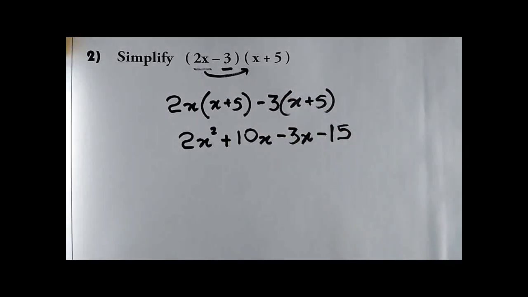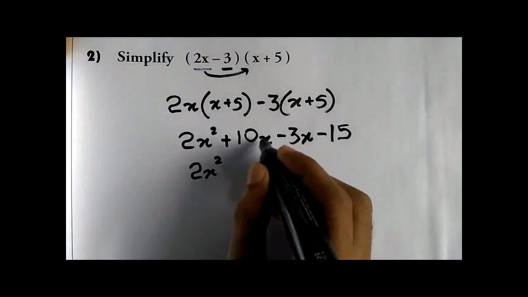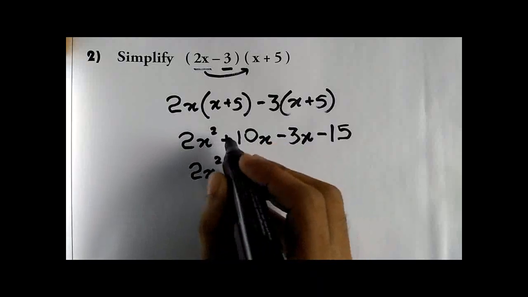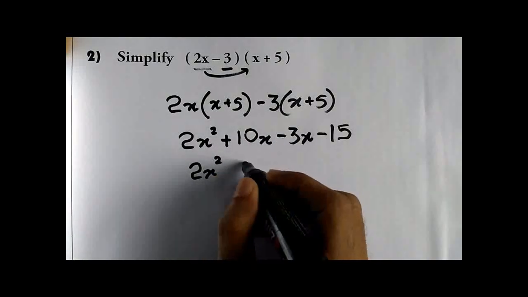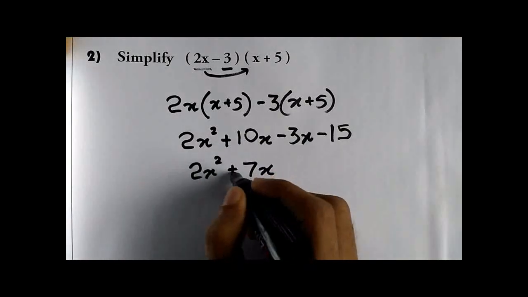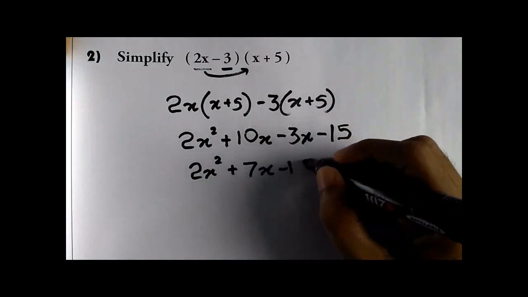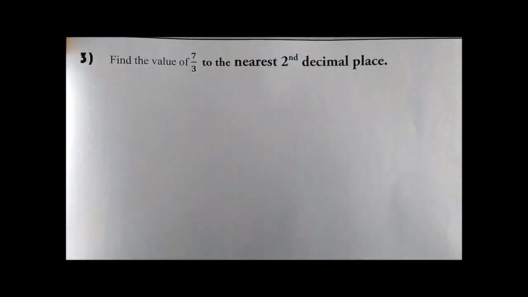Now you can see 10x and 3x are like terms, so we can simplify them. One plus and one minus means definitely we take the difference. The difference is 7x, and the plus is the highest, and then minus 15. So the final answer is 2x squared plus 7x minus 15.